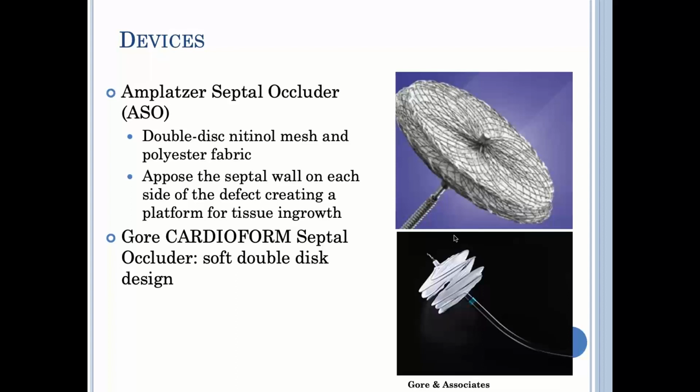And because it has a narrow neck, it can be useful for those ASDs that have fenestrations or multiple defects, and devices of appropriate sizes can be selected for each defect and placed during the intervention. And then the second one is the Cardioform Septal Occluder.